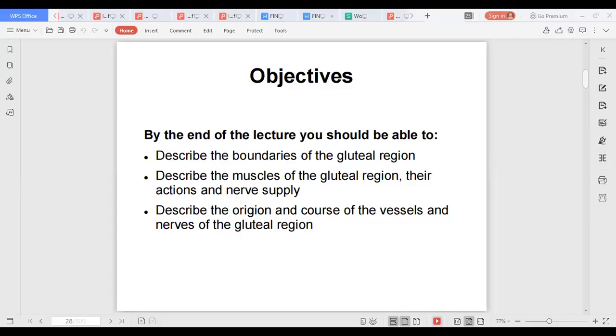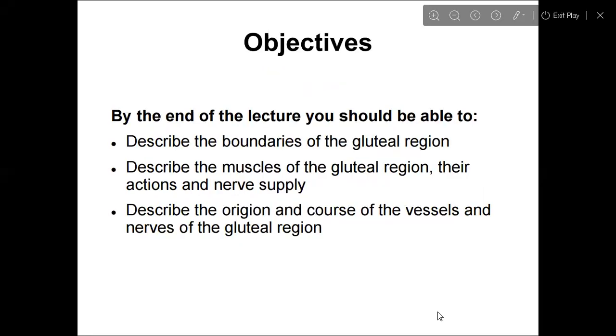All right, so let's talk about the gluteal region. By the end of this discussion, you should be able to describe the boundaries of the gluteal region. You should be able to describe the muscles of the gluteal region, their actions and nerve supply. You should also be able to describe the origin and course of the vessels and nerves within the gluteal region.